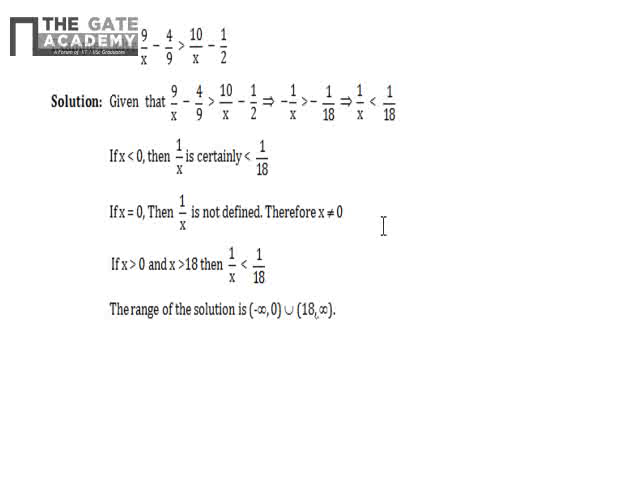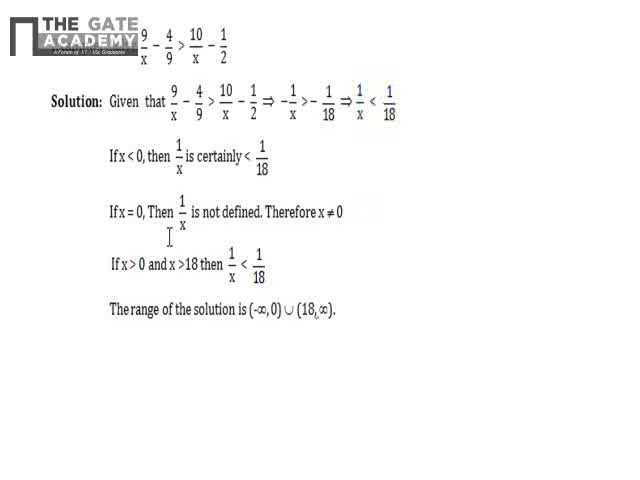Suppose we put x as a negative number, then we will definitely get a true statement, because any negative number will be less than 1 by 18. That means x can hold negative values. So the first solution is clear. Now if x is equal to 0, this will become infinity, so the inequality will not hold true. That means x cannot take the value 0.